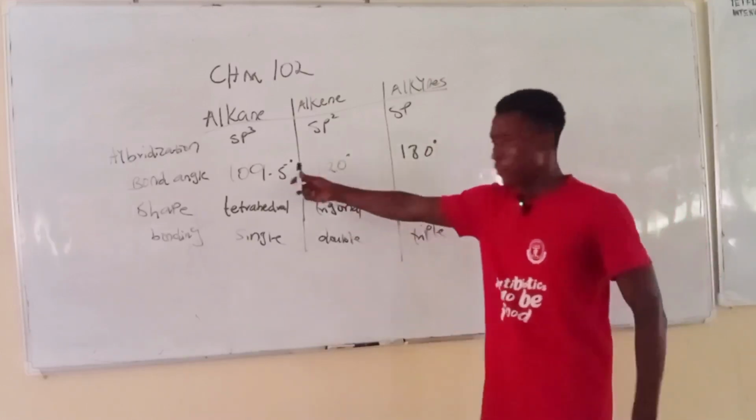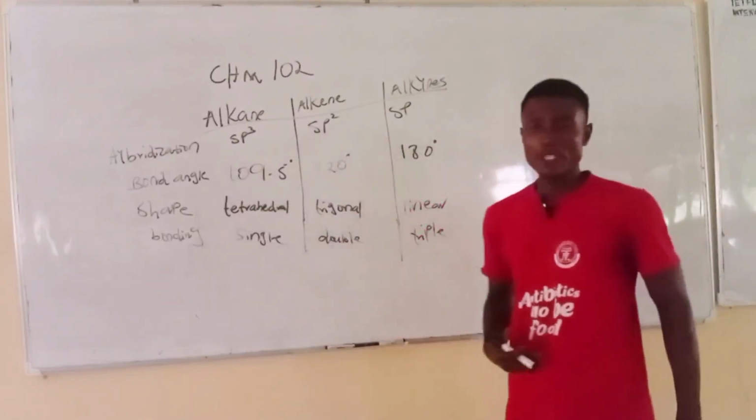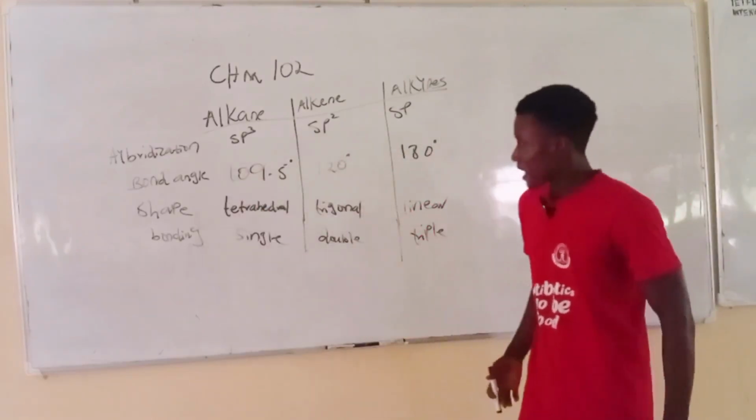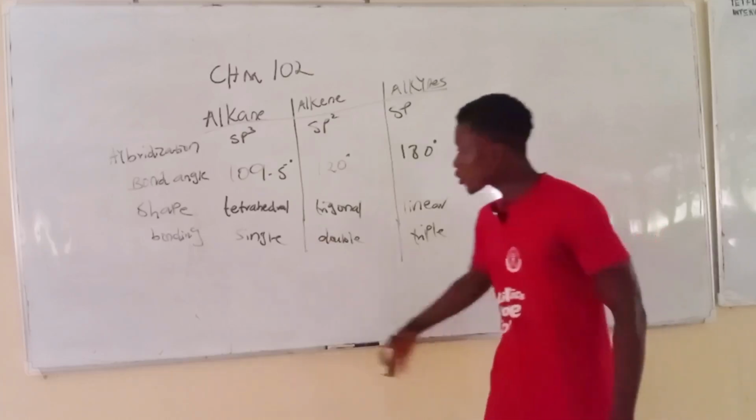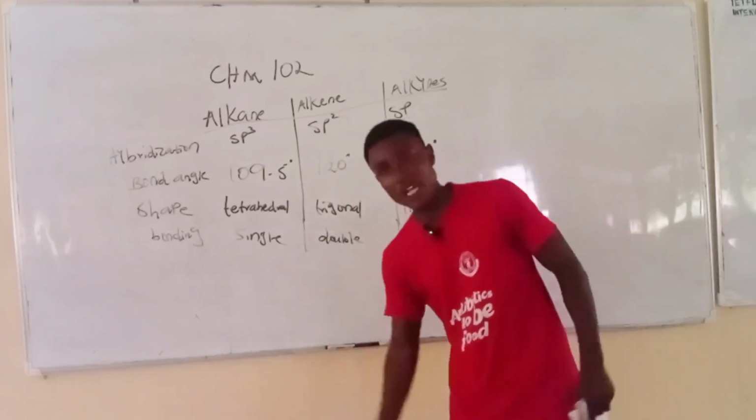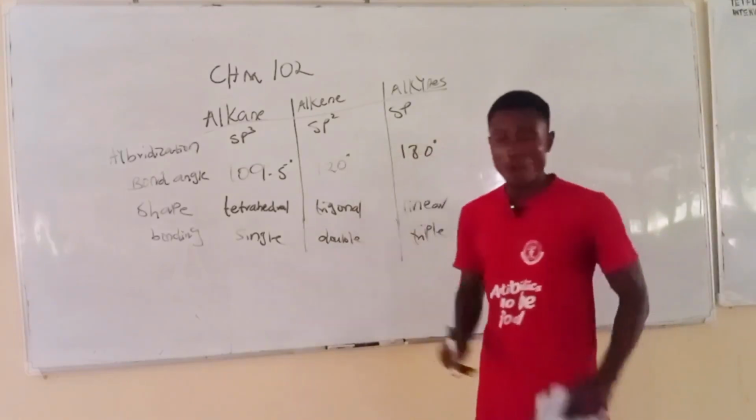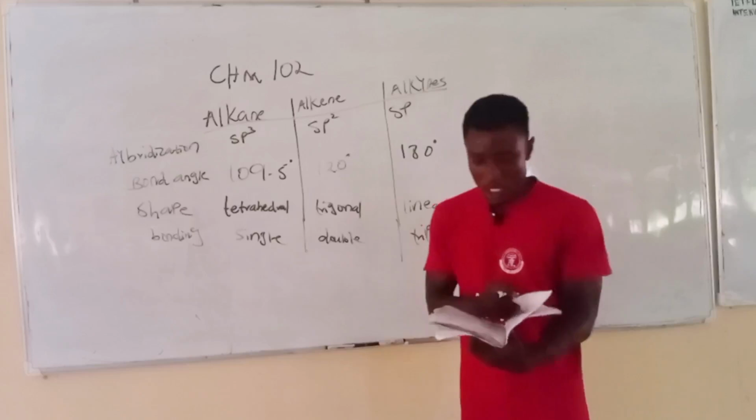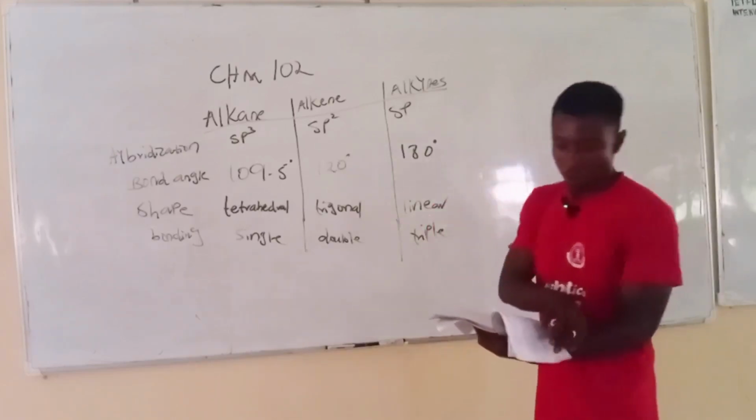Let's talk about an exam question scenario. Here you say which of these has a bond angle of 120 with a trigonal shape. You automatically know that this falls under alkenes. So it is very, very important you take note of that.